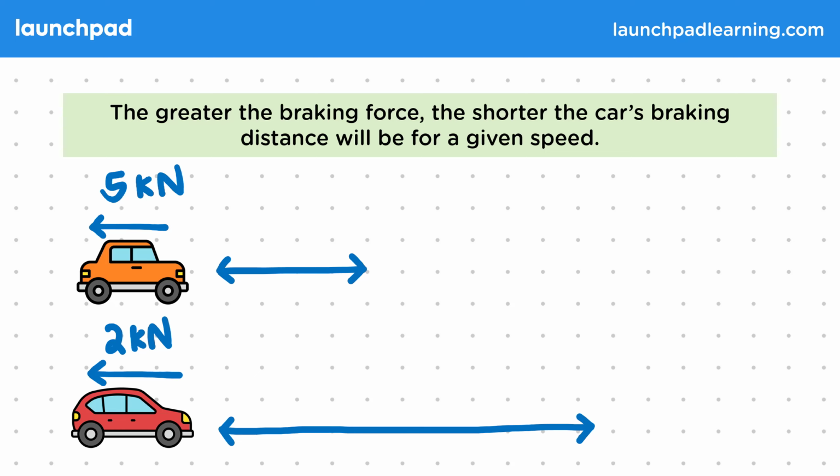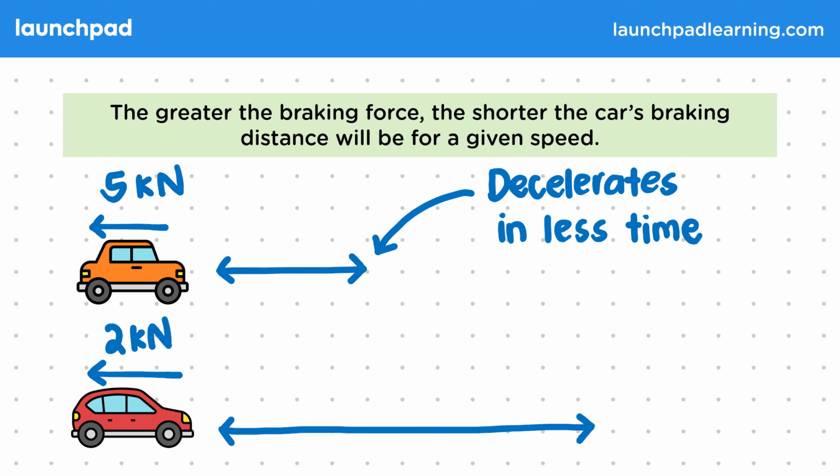But why is this? Well, remember that a stronger force means a stronger deceleration. So since the first car has a stronger braking force, it also has a stronger deceleration, and it will lose all of its speed or decelerate in less time. Since it takes less time to lose its speed, it won't travel as far during this process. But what can affect how strong a braking force is?